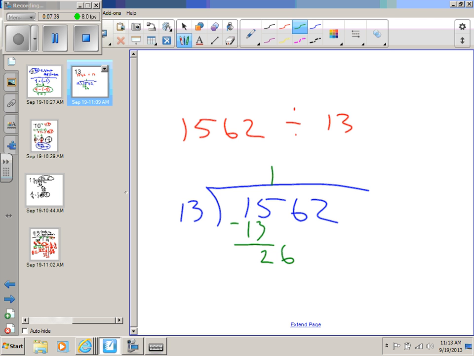2 times, which is, okay, now here's where it gets just a little bit tricky. I have 0 left. I drop down the 2. I ask myself the last question, does 13 go into 2? I need a 0. Okay, need a 0. How many are left?